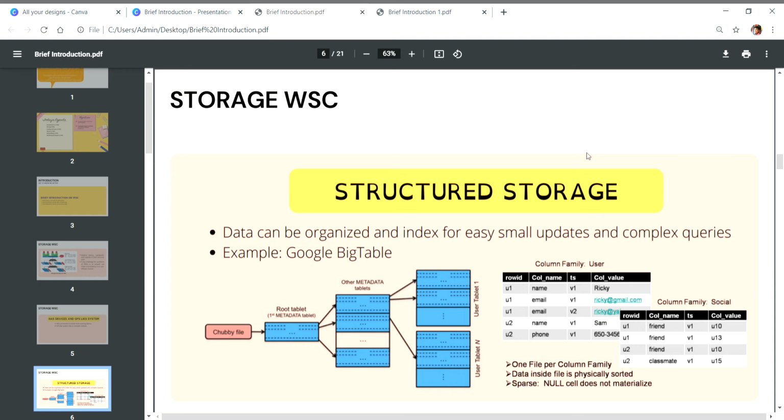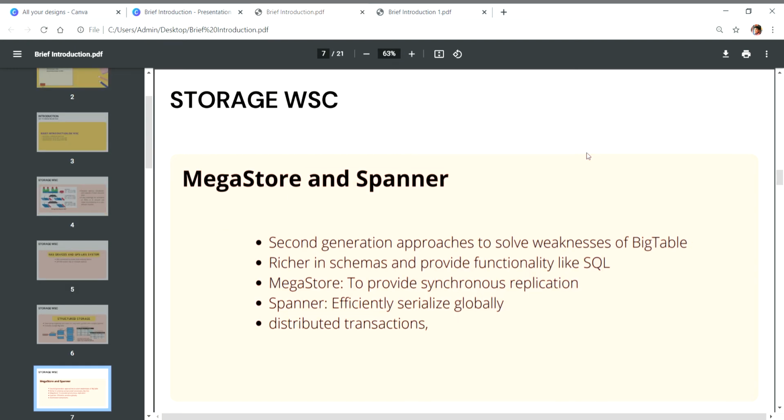Bigtable has the burden of resolving temporary inconsistency to the application using this system. So developers within Google have found it inconvenient to deal with a weak consistency model and the limitations of the simple data in Bigtable. With this problem, with the weaknesses of Bigtable, they came out with second generation approaches, which are Megastore and Spanner.